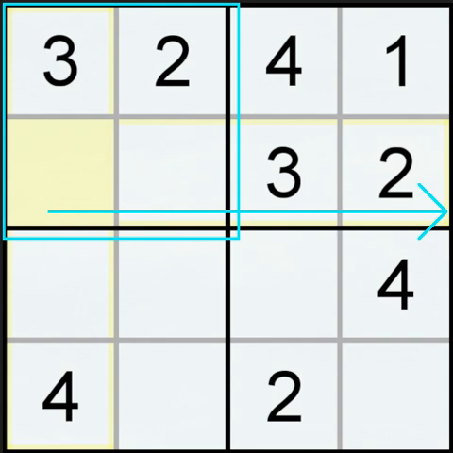I then look at row 2 with the empty squares. What numbers are missing? Can you tell me? Yes, it is missing a 1 and a 4. Can we tell what number goes where? Think.